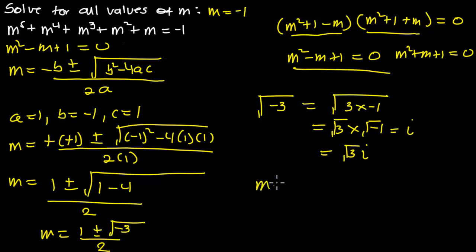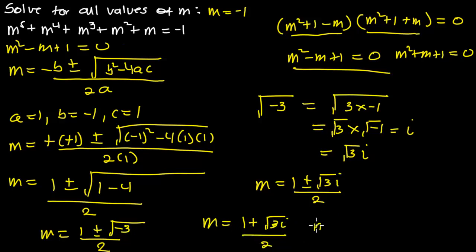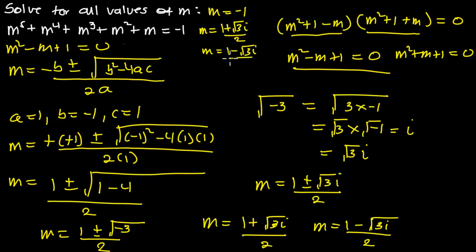So we're going to have m to be equal to 1 plus or minus the square root of 3i all over 2. And this can further be written as m to be equal to 1 plus the square root of 3i all over 2. And then we have m to be equal to 1 minus the square root of 3i all over 2. So we are having another 2 answers for m. So let us rewrite it over here. So m is equal to 1 plus square root of 3i all over 2. And then we also have m to be equal to 1 minus square root of 3i all over 2.